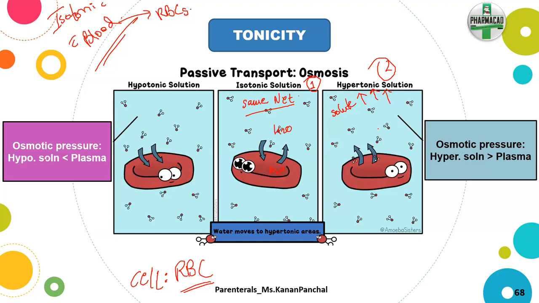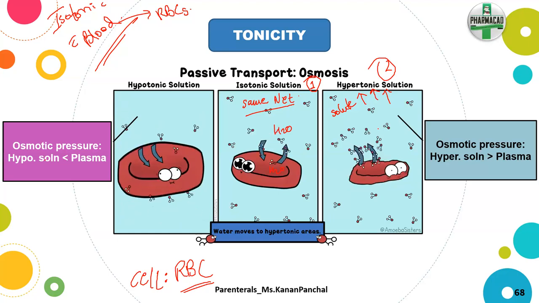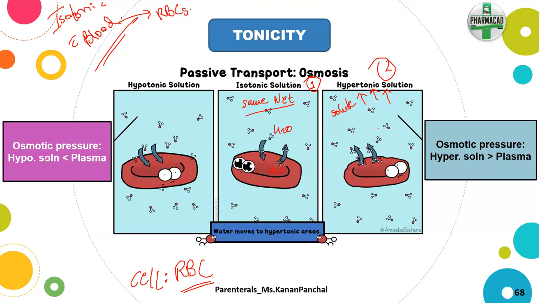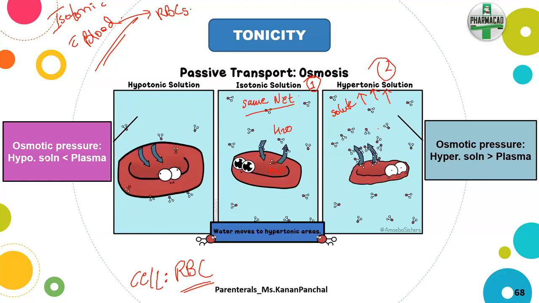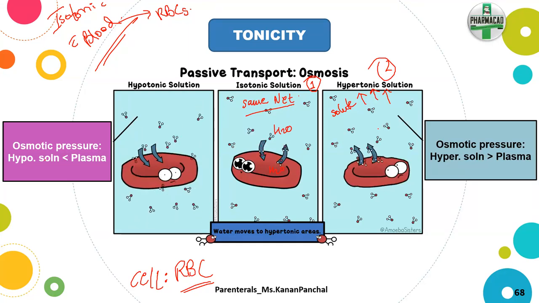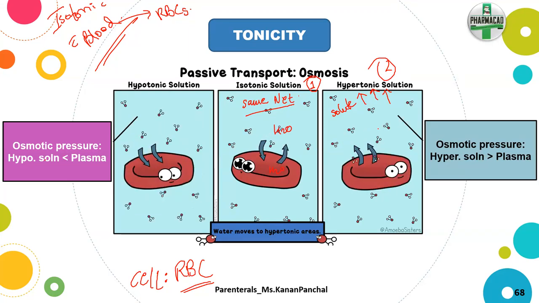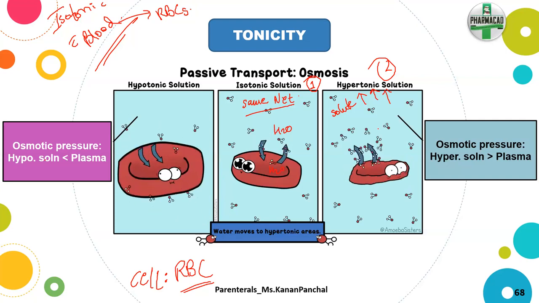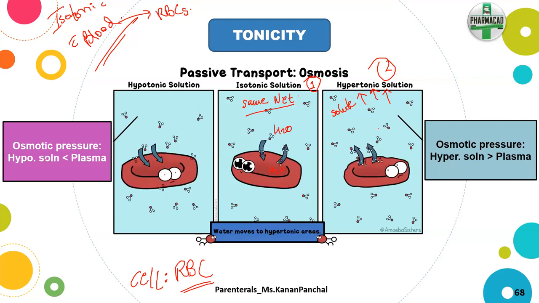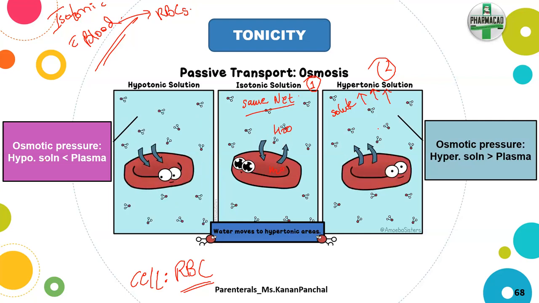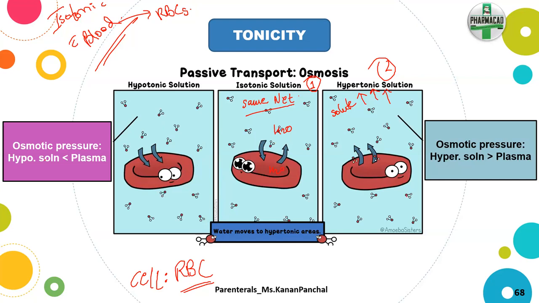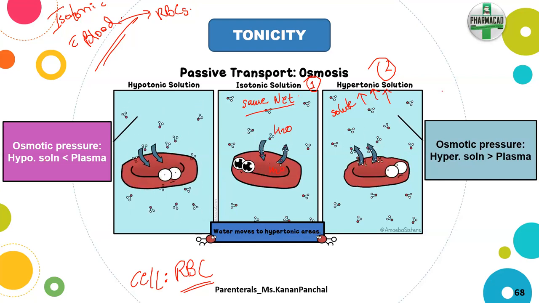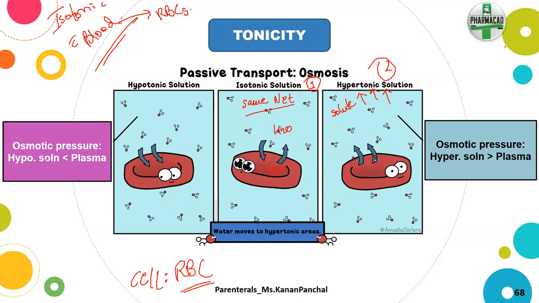From RBC to outer. From cell to the outside of the cell. Okay. Water will go from the intracellular to the extracellular environment. You can see the animation. So such a solution is called a hypertonic solution to your cell. Okay. Hypertonic solution. And in that case, what will happen? You can see over here also, your RBC is losing all the water content and it's shriveling. Okay. It's shriveling and that is not good.